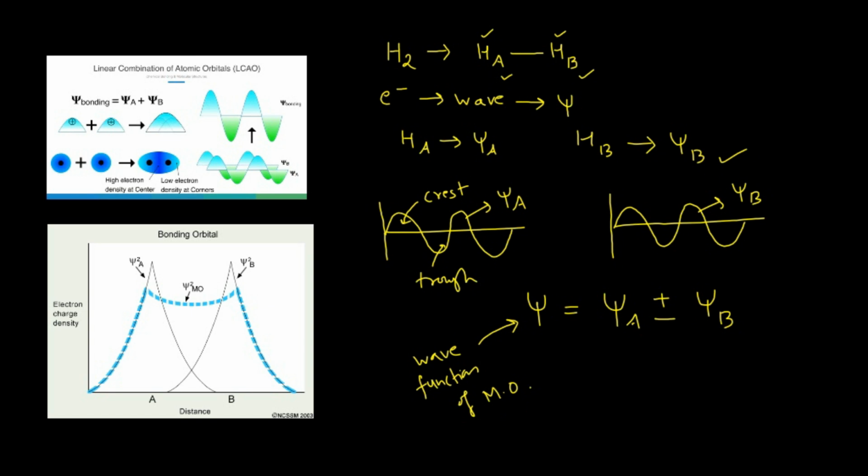Now, first of all, I am adding these two wave functions together, psi A plus psi B, okay? And I'm calling it psi B, where B stands for the bonding molecular orbital. In the linear combination of atomic orbitals, when we add the two wave functions, it forms the bonding molecular orbital. So this is the wave function of the bonding molecular orbital.